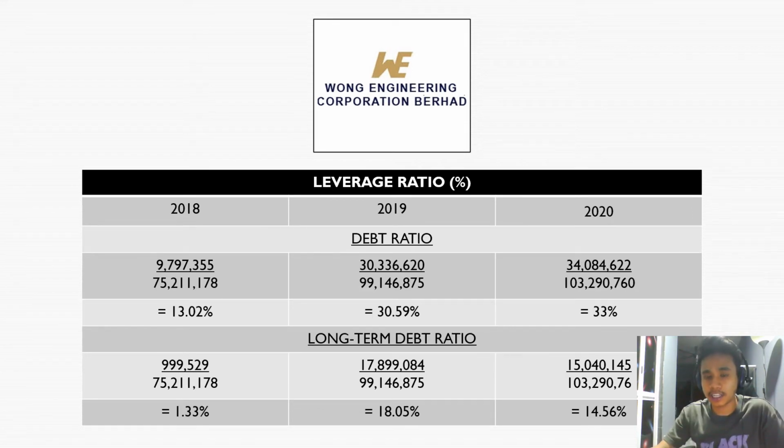Leverage ratio of Wong Engineering Corporation Berhad. Debt ratio: the increasing debt ratio from 2018 to 2019 and to 2020 indicates that the business has taken a large amount of risk each year. This indicates that the assets are increasingly financed through debt each year. Next is the long-term debt ratio. It shows that Wong Engineering Corporation has progressively depended on debt to meet its financial position, but into 2020, the percentage is starting to decrease.